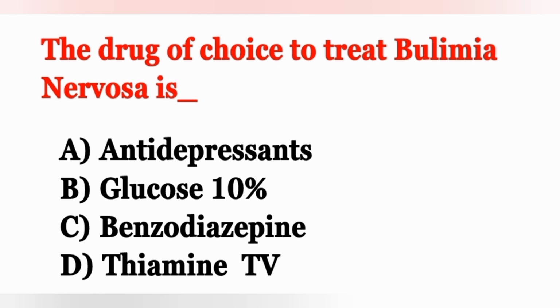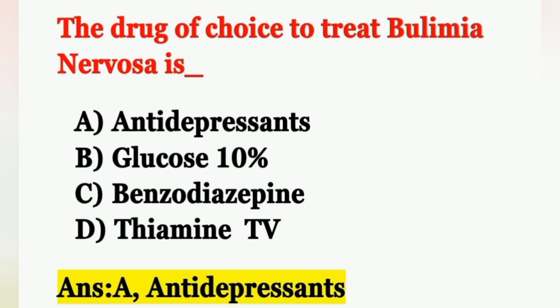The next question: the drug of choice to treat bulimia nervosa is option A antidepressants, option B glucose 10%, option C benzodiazepine and option D thiamine. Drug of choice to treat bulimia nervosa or overeating is antidepressants. Option A is the correct answer.